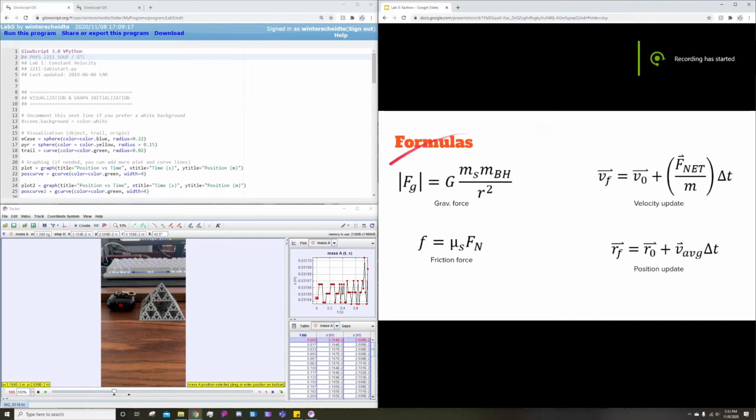The first formula is the gravitational force formula. Fg equals GMm over r squared. The second is the friction force. Static friction equals mu sub s times the normal force. The velocity update formula and the position update formula.